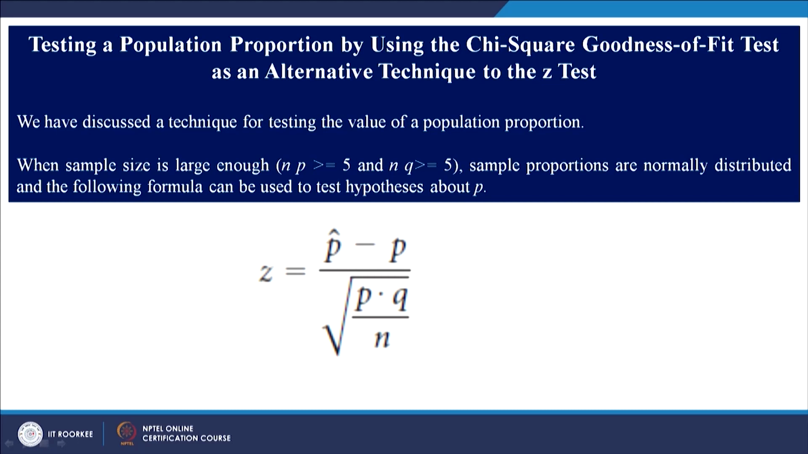When the sample size is large enough, we always say that the sample proportions are normally distributed, and we use the following formula for calculating the value of z when we solved questions on hypothesis testing of proportions for one sample.